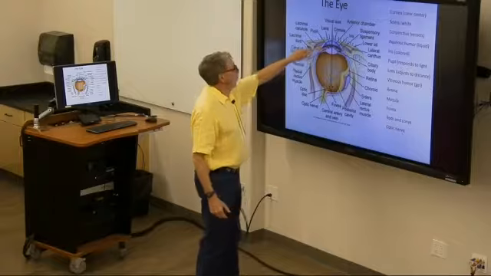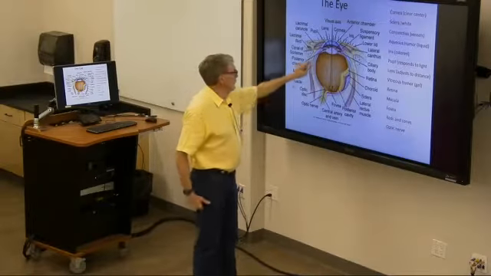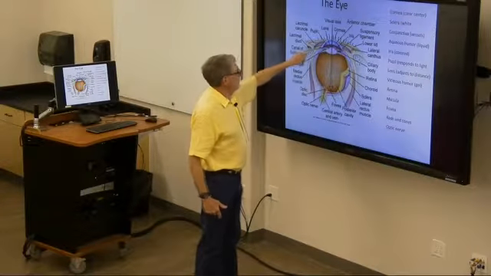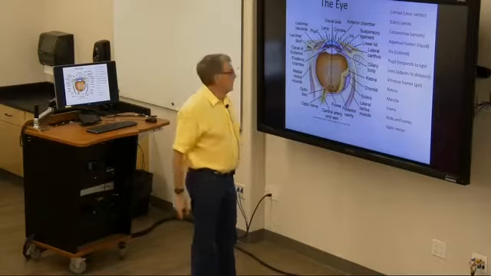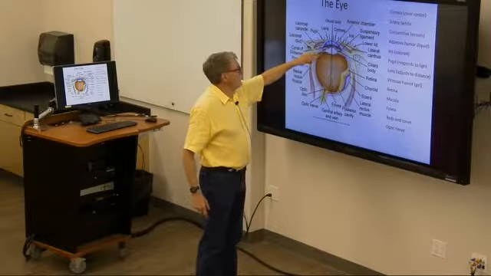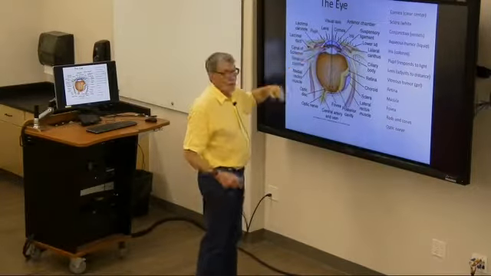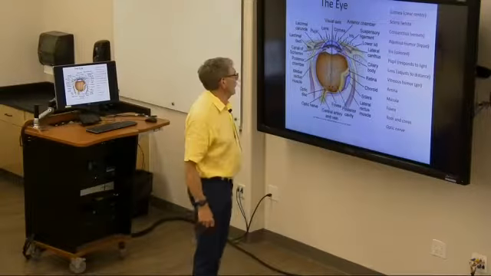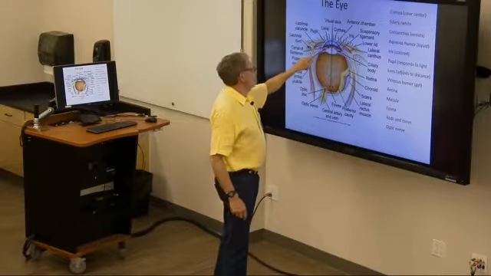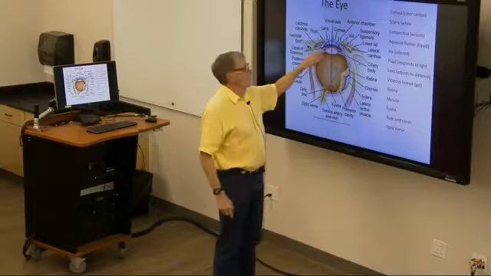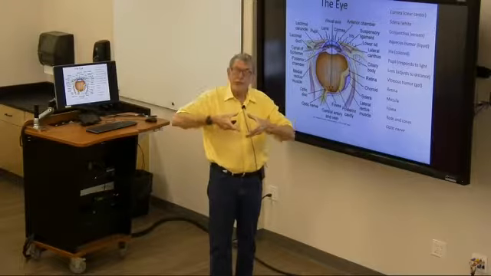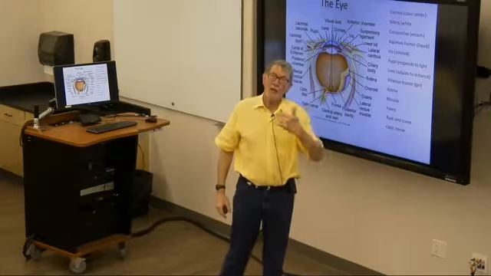So we have the cornea on the front, the clear covering of the front. We have the sclera going around the rest of the eye, the white of your eye. We have the pupil, which is the opening in the middle of the iris. The iris is the colored part of your eye that gives you blue eyes or brown eyes. The light comes through the pupil, through the lens, which is attached to ciliary muscles, as is the iris. So the iris can open or close the pupil, and the lens can slightly change shape to accommodate near and far vision.